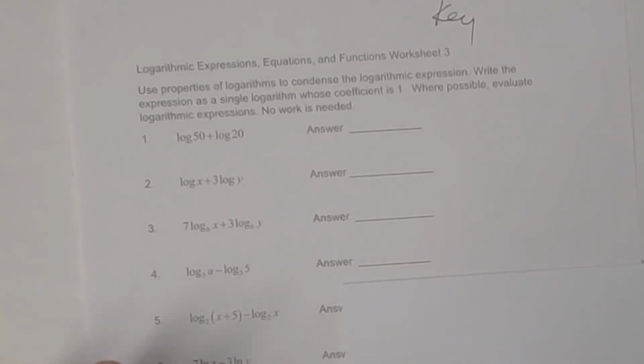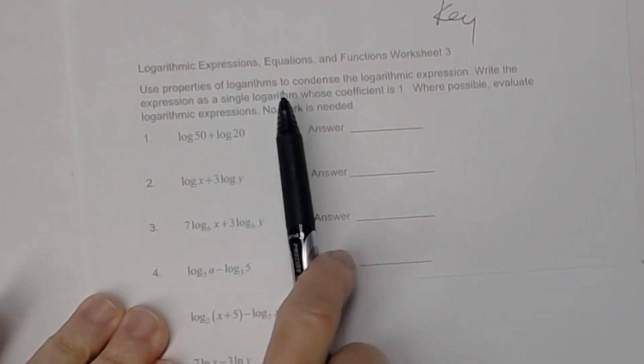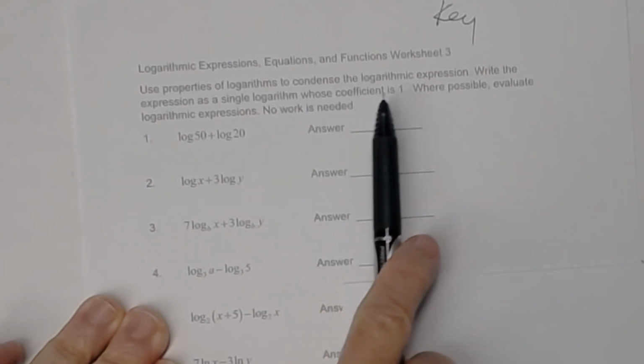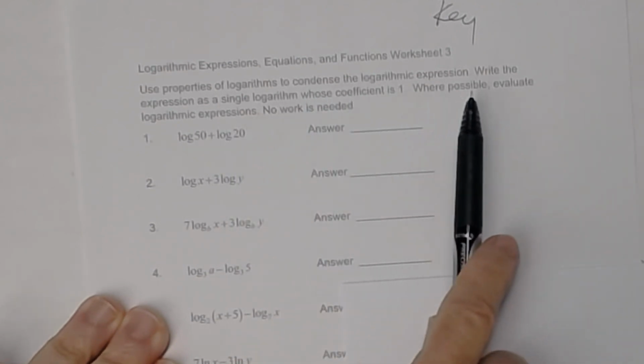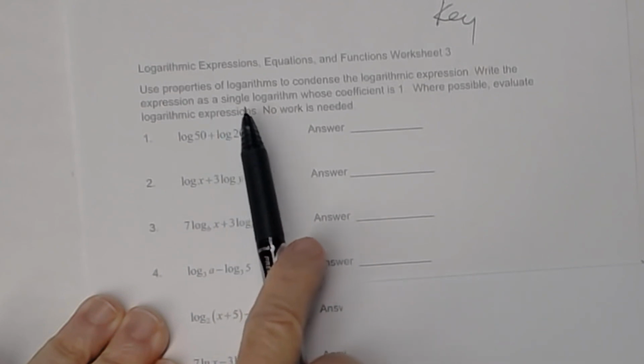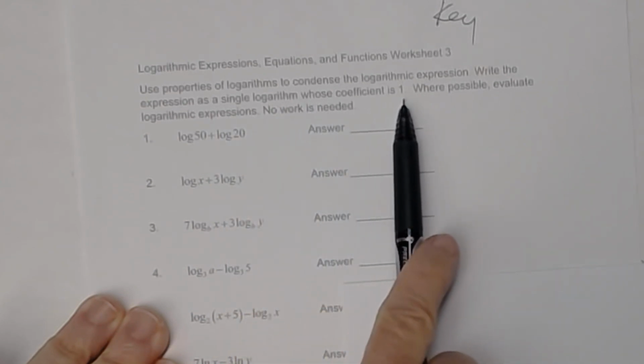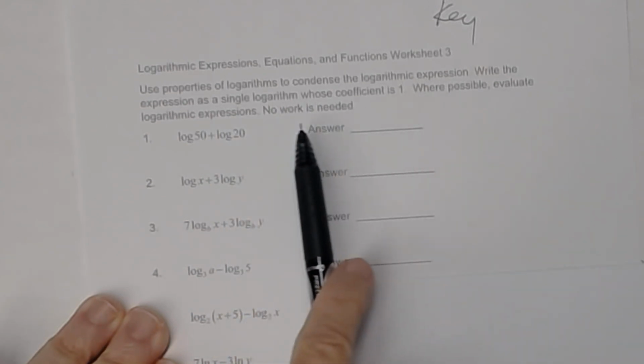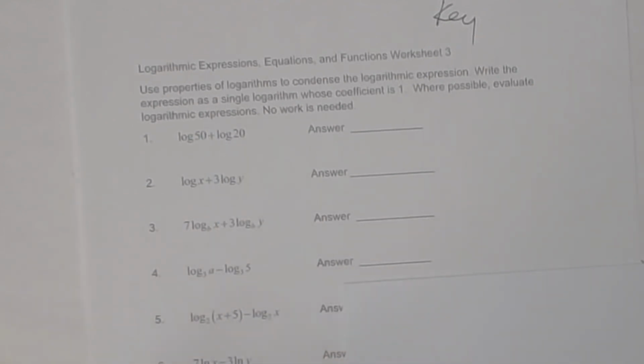Okay, so this is the worksheet on using properties of logarithms to condense the log expression. And then whenever possible, it says write the expression as a single logarithm whose coefficient is 1. And where possible, evaluate the log expressions, without using a calculator.